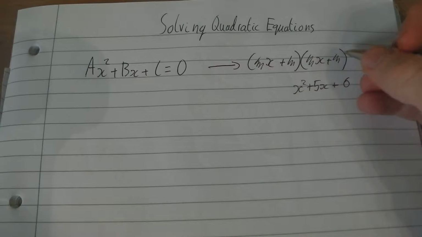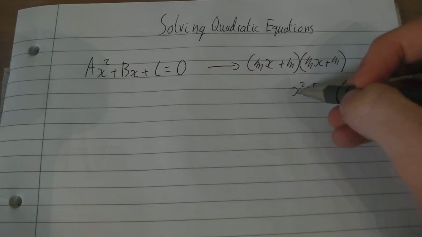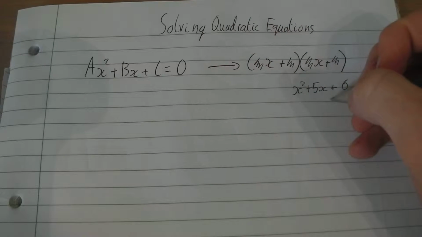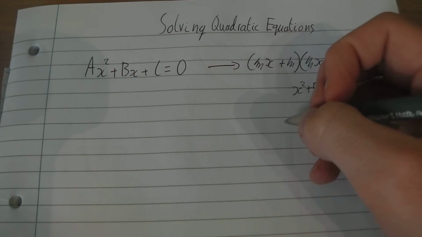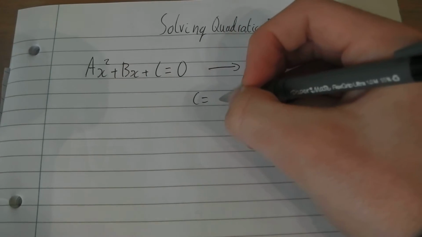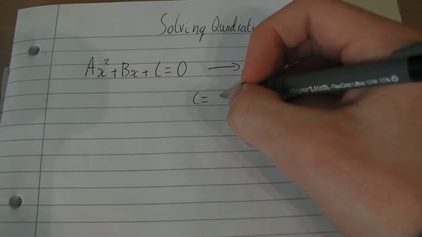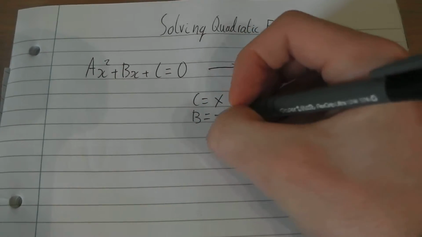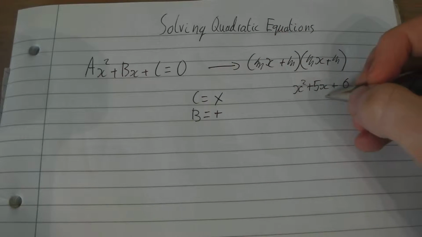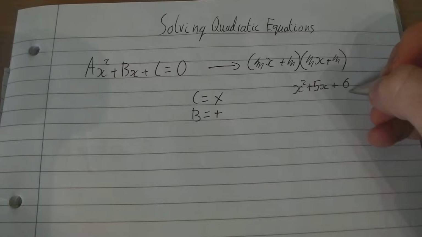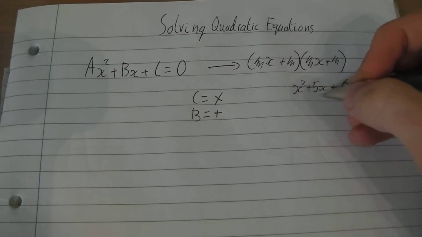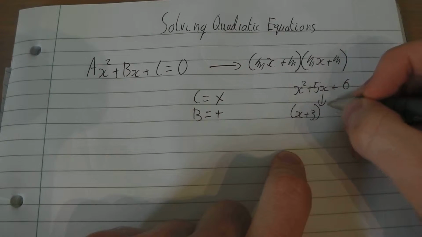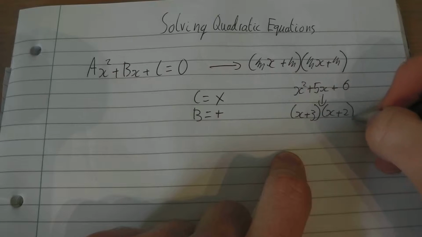Now, what I'm going to show you now will only work for having x squared, or when the a value is 1. So what you must do is find two numbers where c is these two numbers times by each other, and b is these two numbers plus by each other. So for this equation, 2 times 3 is 6, but also 2 plus 3 is 5. So this equation would go to x plus 3 times x plus 2.